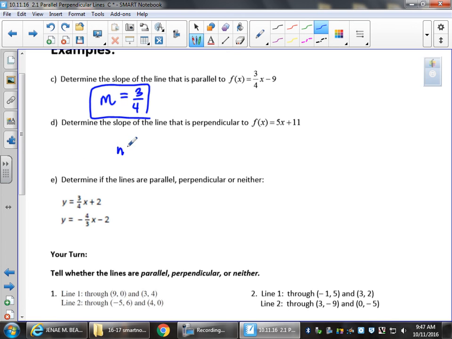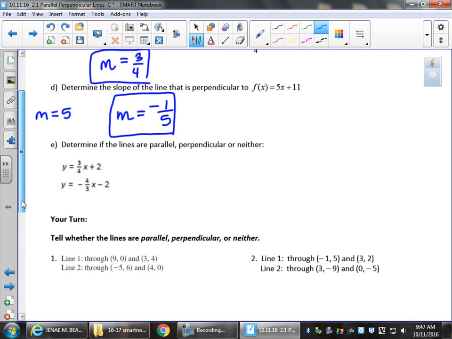5x. So our starting slope is 5. I hear reciprocal, that's good, but that's only part of it. -1/5. Why did I put -1? Opposite reciprocal. So it's positive, so the reciprocal has to be negative. So if it helps, you can write the slope you start with off to the side.